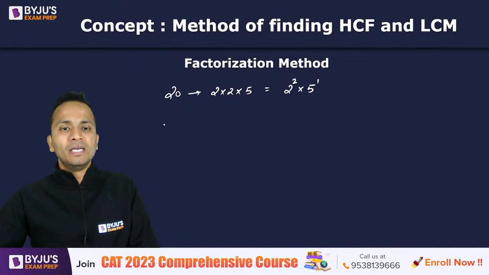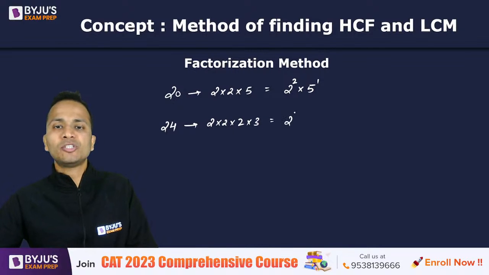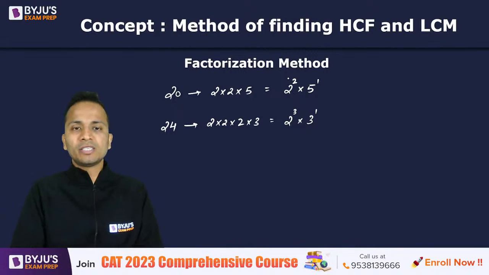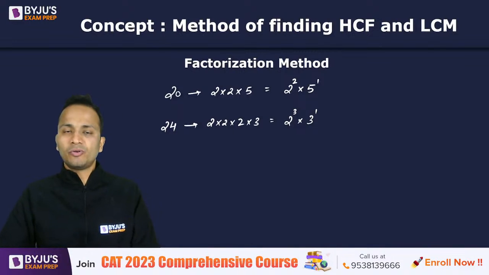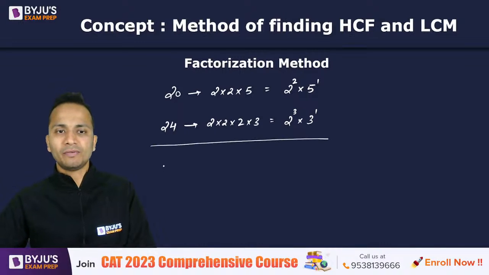All right. The next number 24. So 24 can be written as 2 multiplied by 2 multiplied by 2 multiplied by 3. So that is 2 raised to the power 3 multiplied by 3 raised to the power 1. So what I have done up till now is I have done the prime factorization of these two numbers. Now let us calculate LCM and HCF one by one.